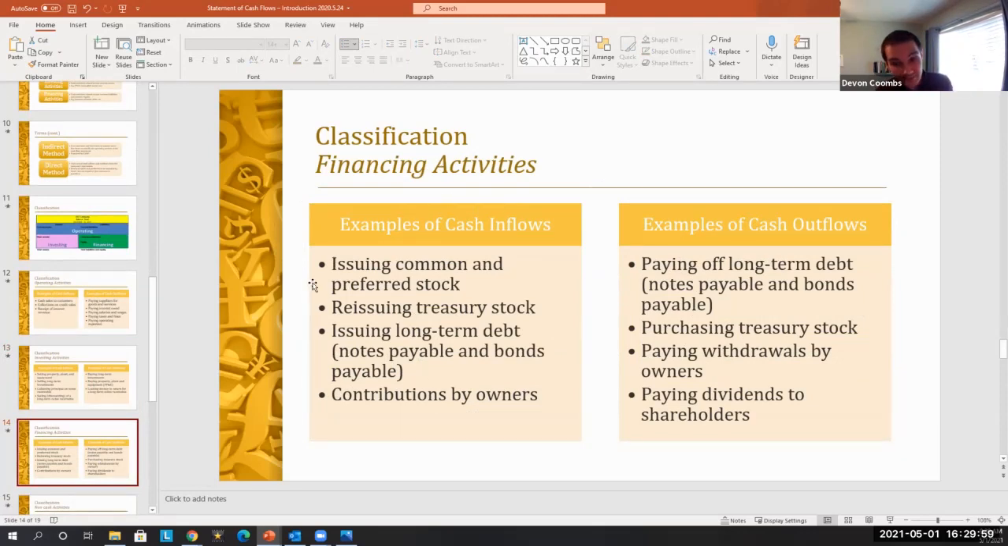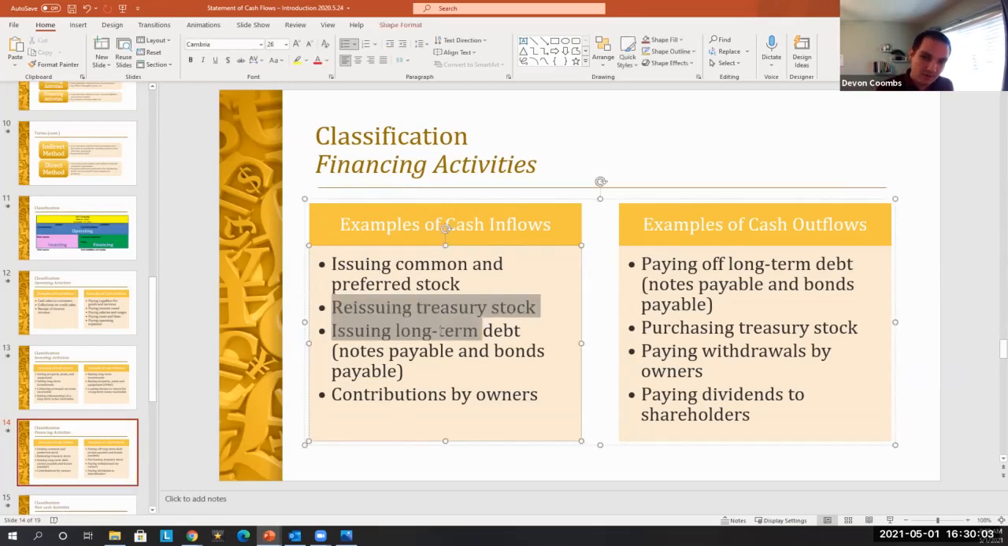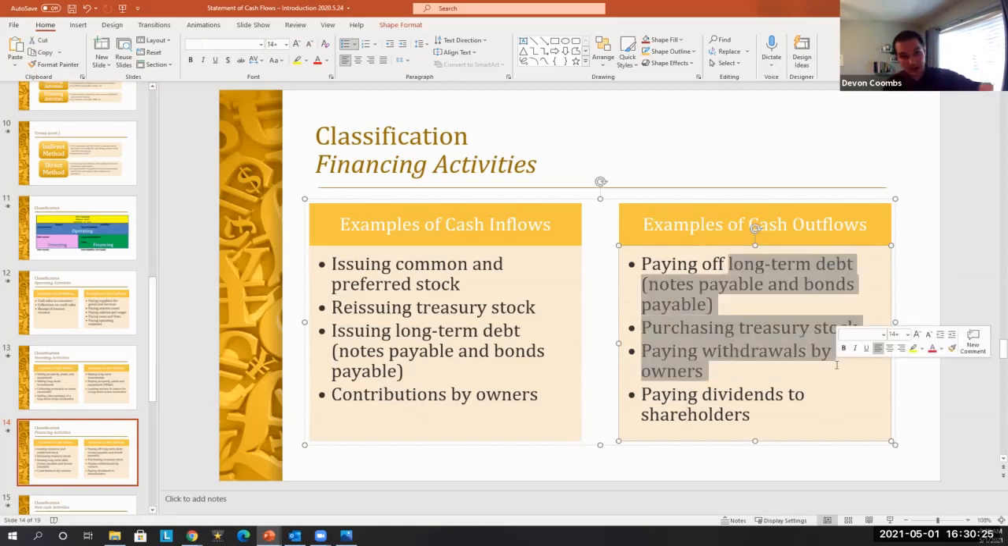And so examples of cash inflows, again, here you can think debit cash, credit equity, debit cash, credit treasury stock, debit cash, credit our long-term debt, contributions by owners. Outflows, we're talking about paying off long-term debts, purchasing treasury stock, paying withdrawals to owners, paying dividends to shareholders. All of that, what is the common theme here? It's related to our long-term liabilities or equity.